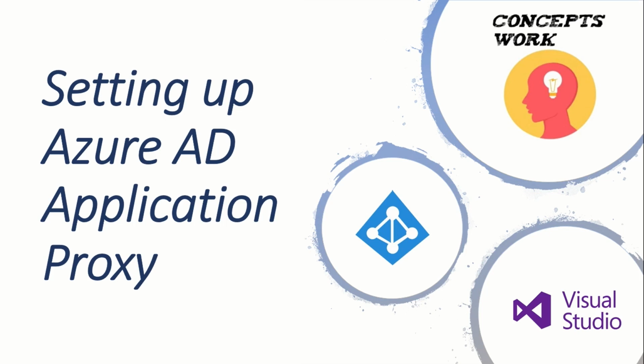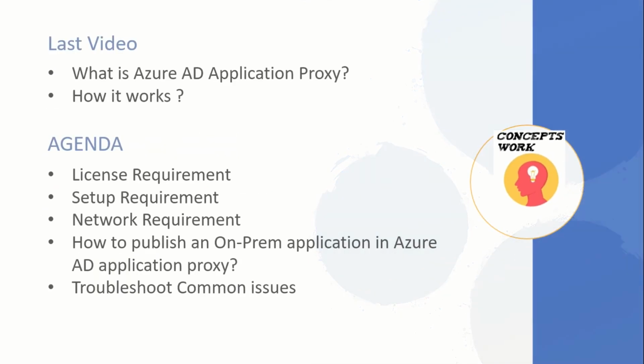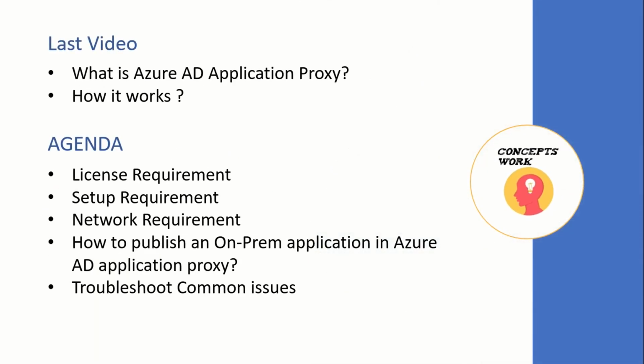Welcome back to our series on Azure Active Directory. In this video we are going to talk about the process you need to follow to set up Azure AD Application Proxy so that you can publish one on-prem application. If you're watching the series from the beginning, in the last video we discussed what Azure AD Application Proxy is, how exactly it works, and an overview of both authentication models. The first one was pass-through and the other one was pre-auth.